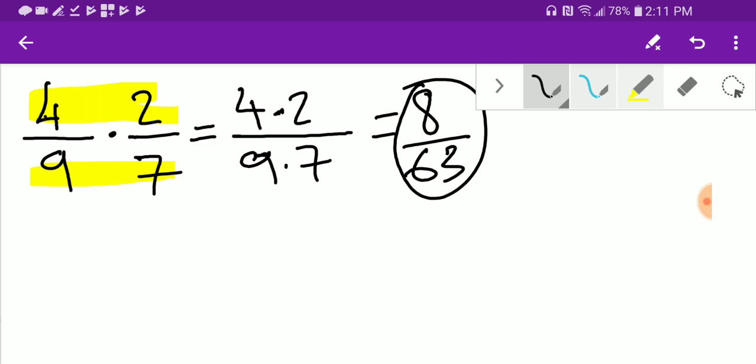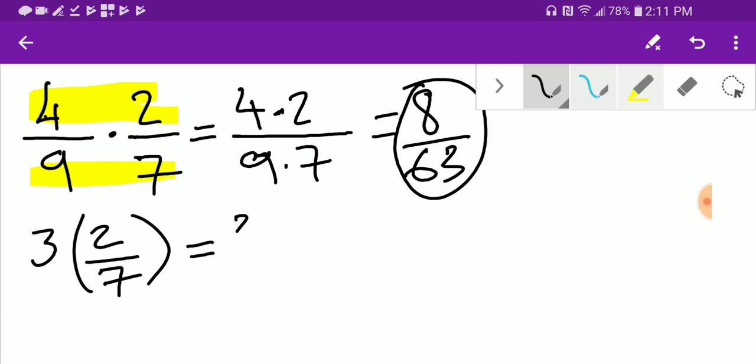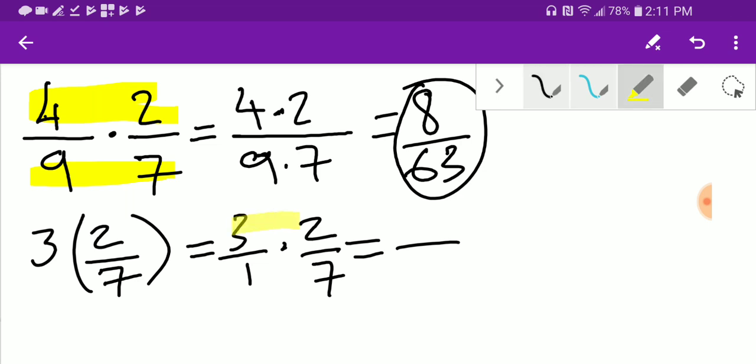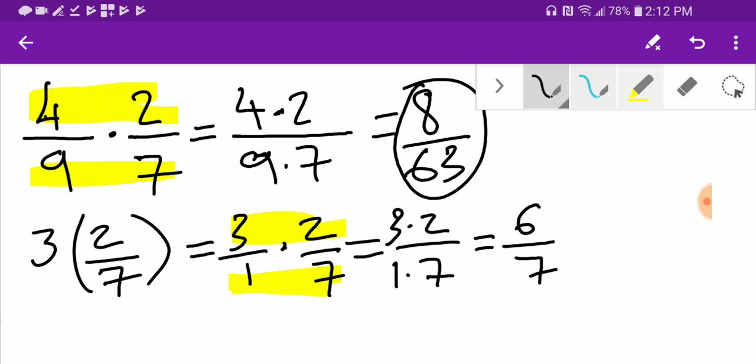Please be careful because many students make the following mistake. If we have, for example, 3 times 2/7. Well, all this means is really 3/1 times 2/7. And all you have to do is the same as in the example above. 3 times 2 on the top and 1 times 7 on the bottom. 3 times 2 equals 6. 1 times 7 equals 7.